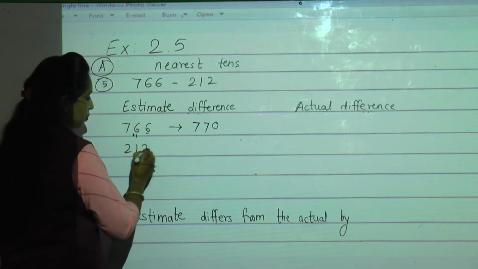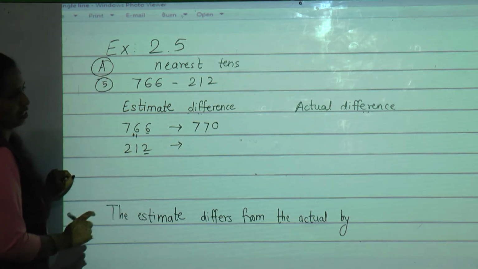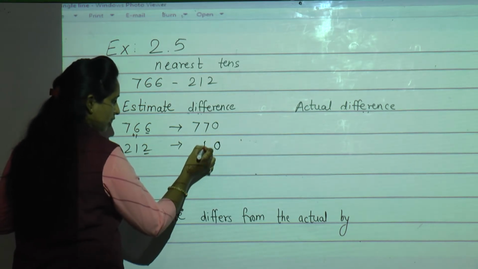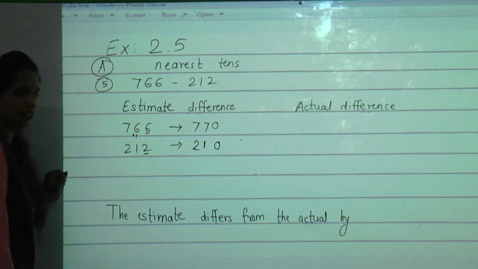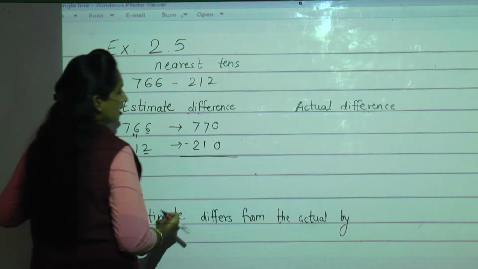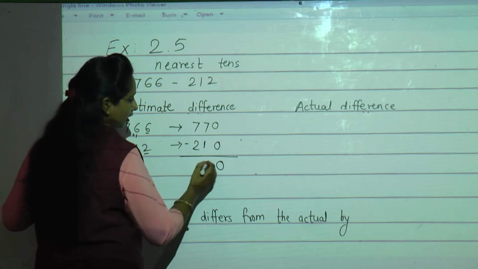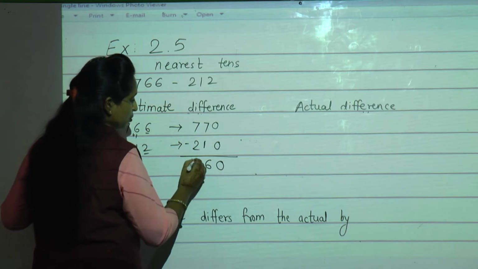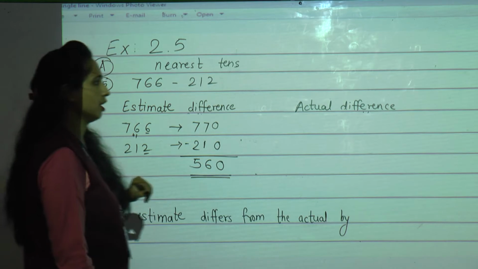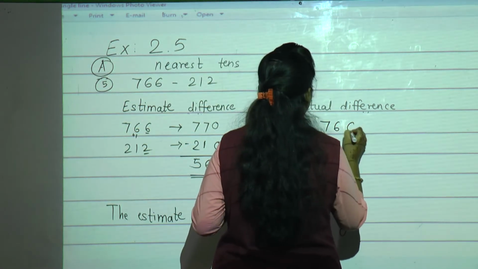The next number is 212. So underline the ones place. It is 2. So less than 4. So place the 0 at ones place without changing tens place and hundreds place. Okay. So this is the number. Now we will subtract: 0 minus 0, 0, 7 minus 1 is 6, 7 minus 2 is 5. So this is the estimate difference. We have found it. Now next, actual difference we will find out.